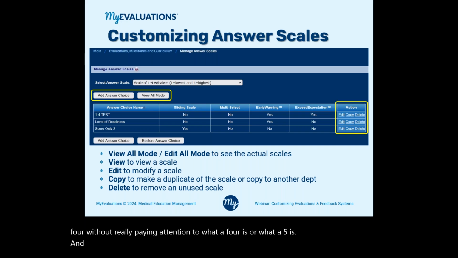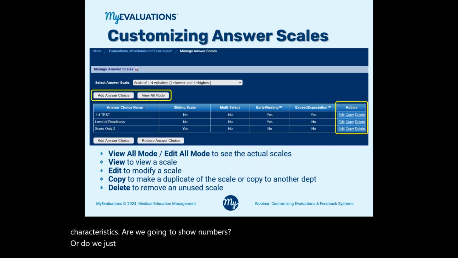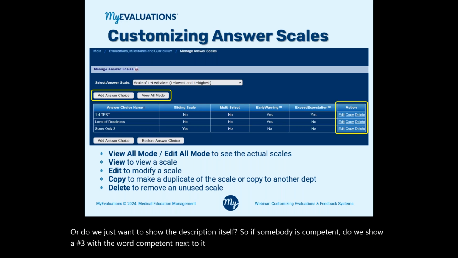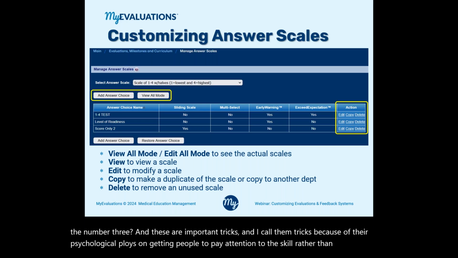And this is where it becomes important that the scales that you design really have the right characteristics. Are we going to show numbers, or do we just want to show the description itself? So if somebody is competent, do we show a number 3 with the word competent next to it, or do we just show the word competent without the number 3? And these are important tricks, and I call them tricks because they're psychological ploys on getting people to pay attention to the scale rather than paying attention to the numbers.